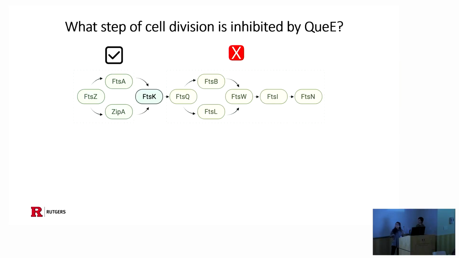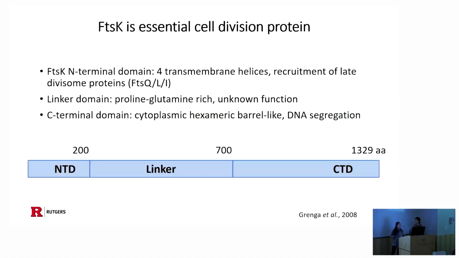Now, we know that the early cell division proteins are recruited just fine to the site of cell division, and the late stage proteins are not recruited fine. Therefore, we can assume that there is something happening prior to these steps, or at the mid-stage proteins such as FtsK. However, FtsK is an essential cell division protein, but it's very complex to work with. Structurally, according to the literature, the N-terminal domain of FtsK is involved with recruiting the late-stage division proteins. And we know that the middle of FtsK is involved with linking both the N-terminal and C-terminal ends, but its exact role is unknown at the moment.